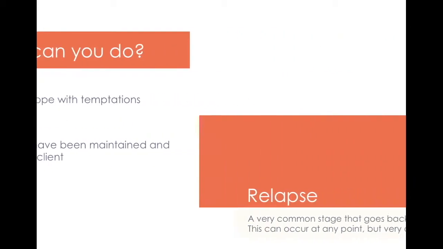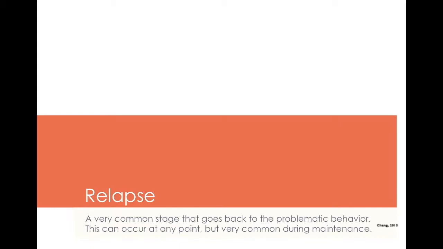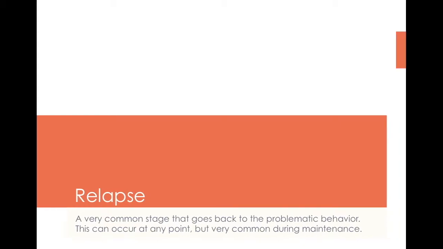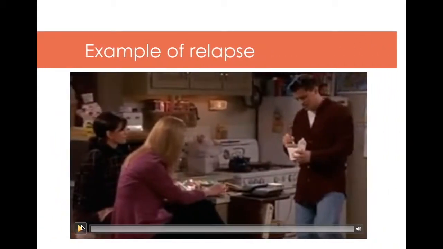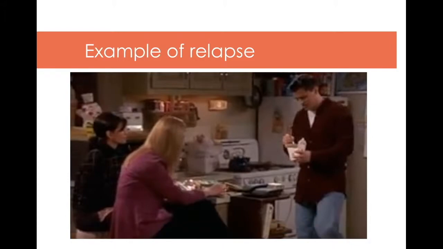So I've been talking about throughout this presentation and in the beginning that there is relapse, and this is a very common stage that goes back to the problematic behavior, and this can occur at any point in time, but it's really common during the maintenance period. So here, Chandler has returned to the behavior of smoking after being free of the behavior for quite some time.